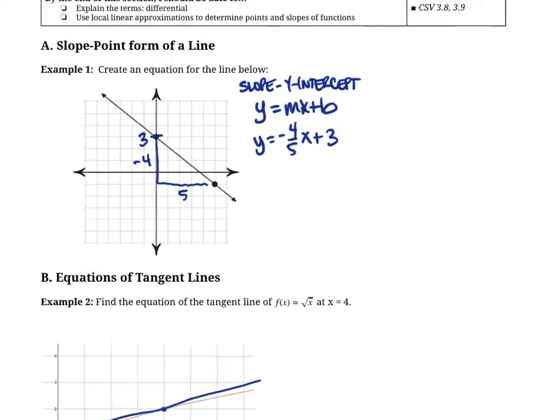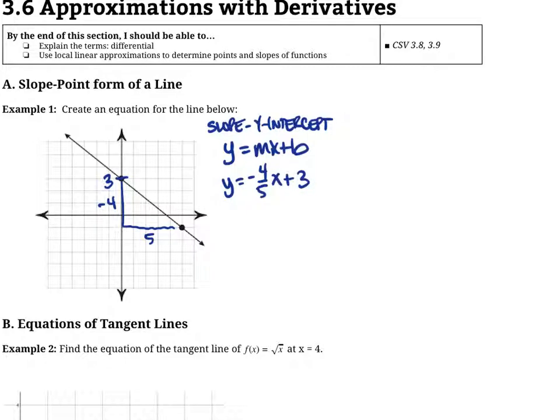So it would be useful if we had another way to express a line that we didn't have to use the y-intercept for. And we do. There actually is another one. And it's based on this definition of slope. We know slope often as y2 minus y1 over x2 minus x1, right? It's just the difference in the y values over the difference in the x values.